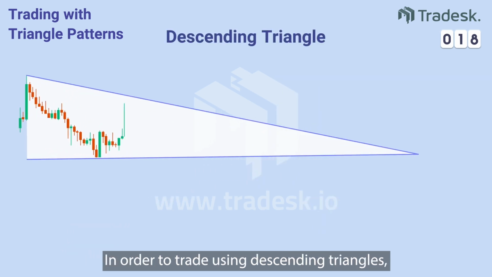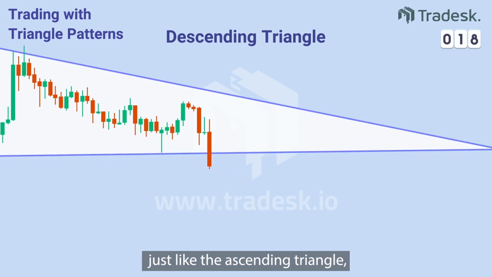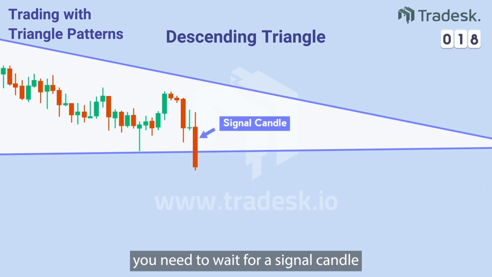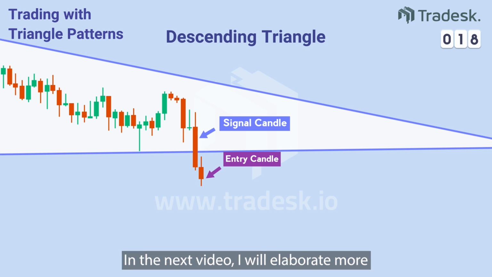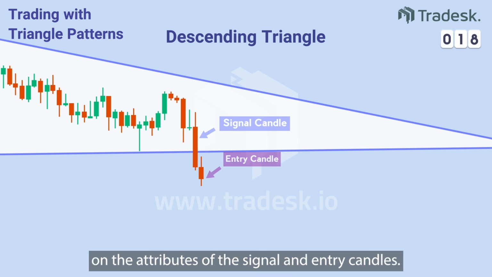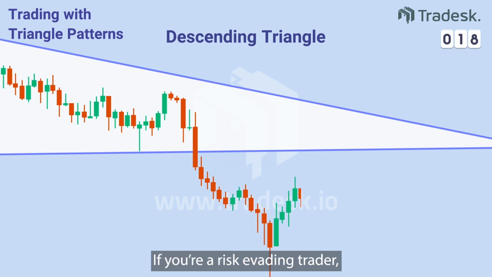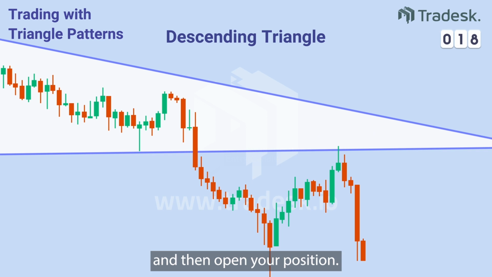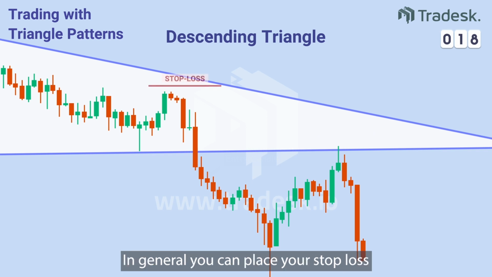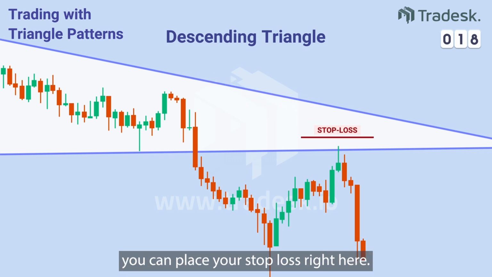In order to trade using descending triangles, just like the ascending triangle, you need to wait for a signal candle, and in the event of a signal candle forming, you can open a position after the entry candle has closed. In the next video, I will elaborate more on the attributes of the signal and entry candles. If you're a risk-evading trader, you can wait for the price to pull back to the triangle and then open your position. In general, you can place your stop loss slightly higher than the last high, or if you've entered on a pullback, you can place your stop loss right here.